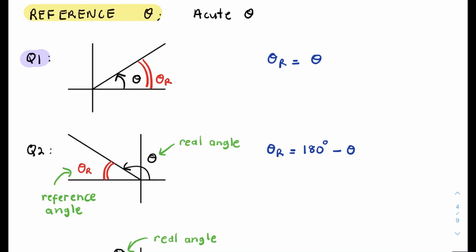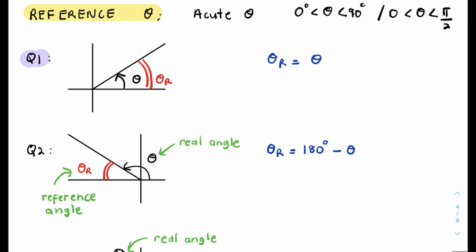Okay, now let's look at this video. It's going to be about the reference angle. Now your reference angle is going to be an acute angle. What is an acute angle? An angle that is between 0 degrees and 90 degrees, or in terms of radians, theta will be between 0 and pi over 2.